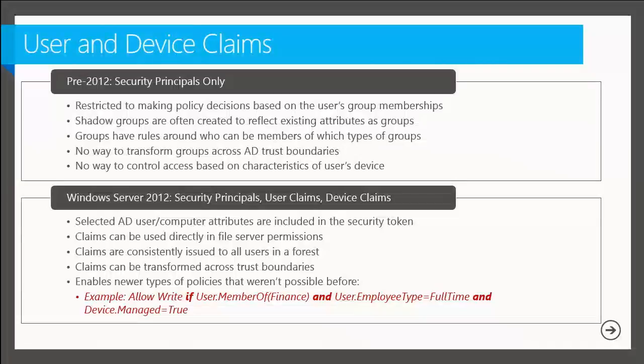User and device claims. Before Server 2012, the only thing that you really could make a decision on was whether a user was a member of a group or not. You really couldn't go any further. It was difficult to maintain these groups, transform them as you go beyond trust boundaries, and there was no real concept of using the device information that we already had as part of that. At least it was very, very difficult.